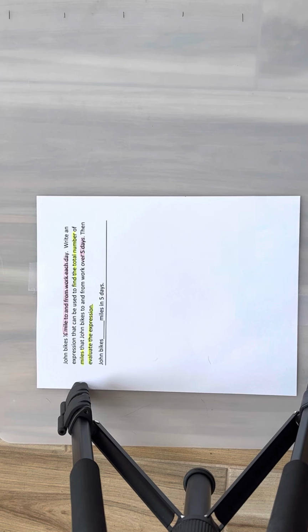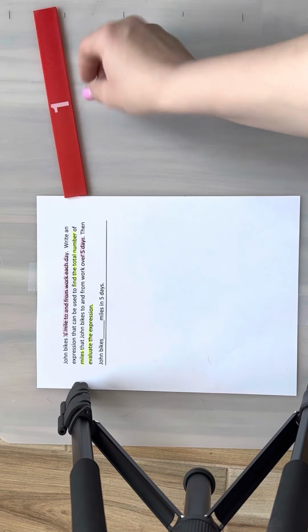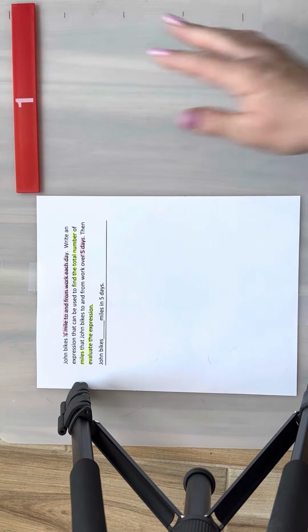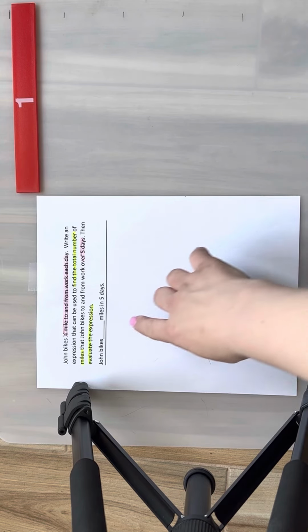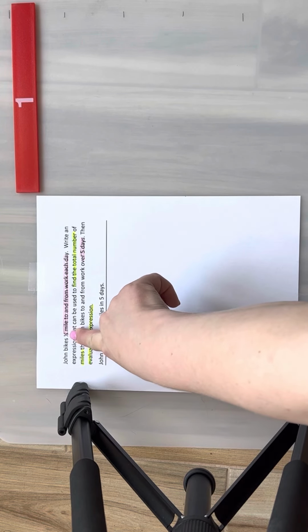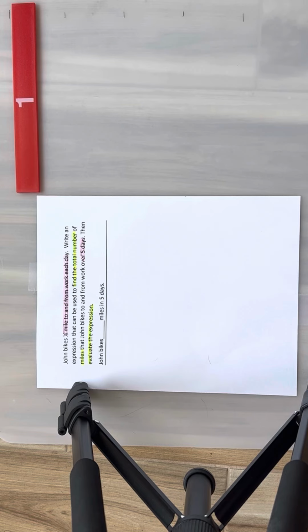John bikes 1/4 of a mile each day. This statement tells us that for every 1 mile, John bikes 1/4 of a mile. Let's show what this would look like with our fraction tiles. We will start with 1 mile, and then partition it into 4 pieces. We know that we should partition into 4 pieces because of the fraction 1/4. The denominator tells us that there are 4 parts to every mile.